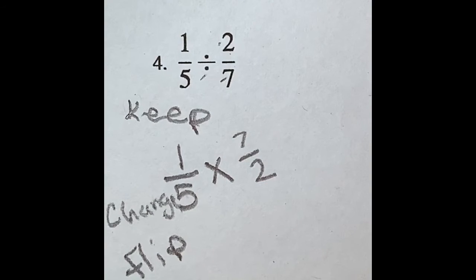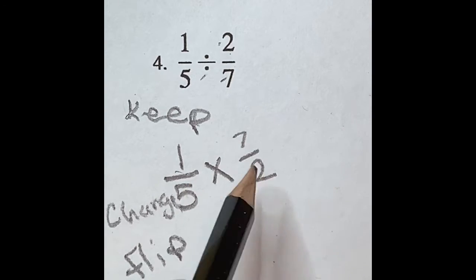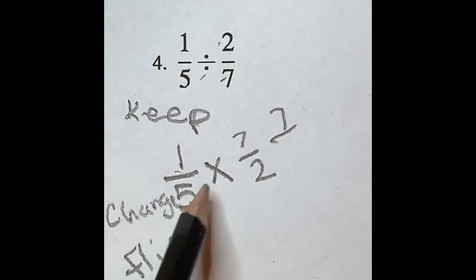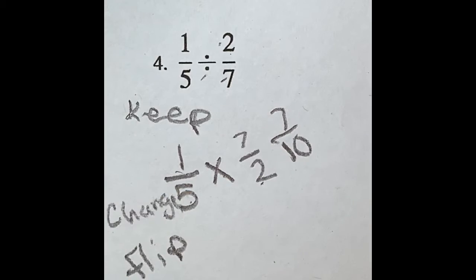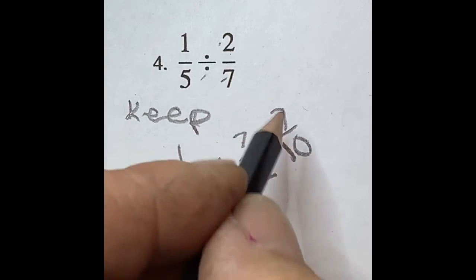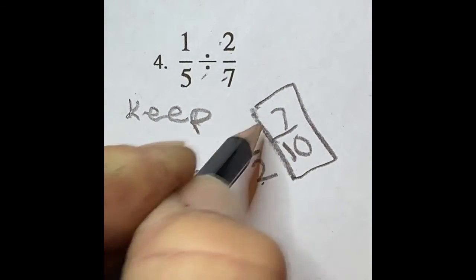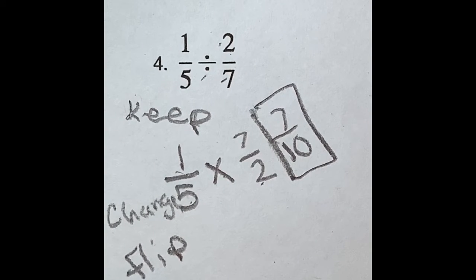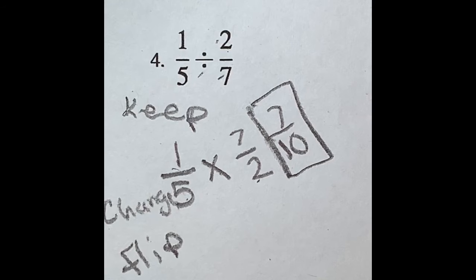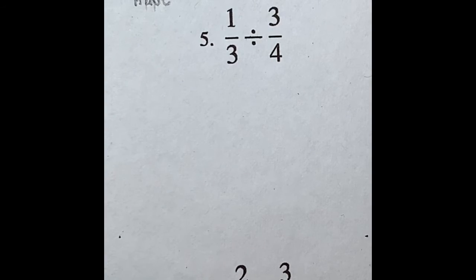And then it's pretty much just a straight multiplication question. So we know our math facts. 1 times 7 is 7, and 5 times 2 is 10. So what's the answer, Zakia? 7/10. Okay? All right, I want you to make sure you're focused and you're paying attention today, okay? All right, good.